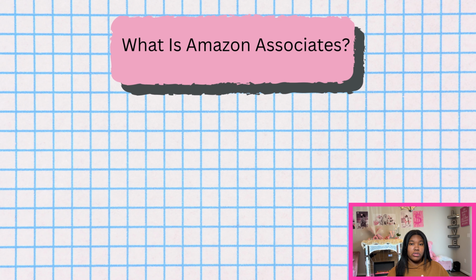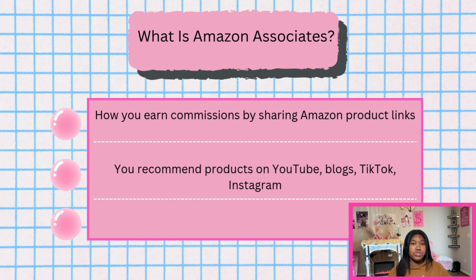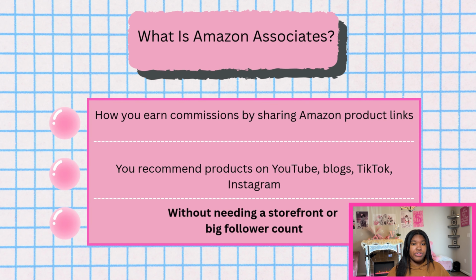Let's dive right into it. The Amazon Associate Program, also called Amazon Affiliate, is how you earn commission by sharing Amazon product links. You recommend products on YouTube, blogs, TikTok, Instagram, and when people click your link and buy something, it could be literally anything, you earn a percentage without needing a storefront or big following.